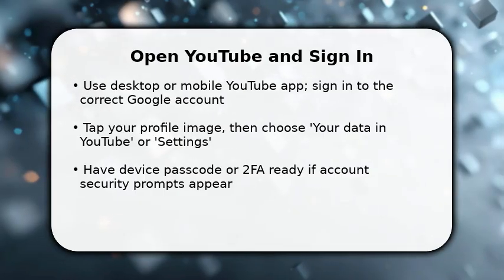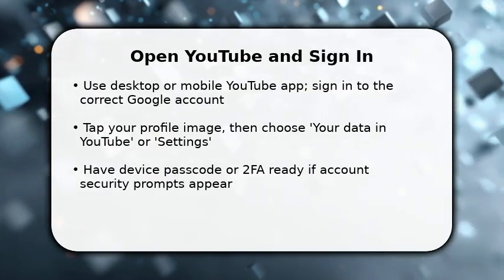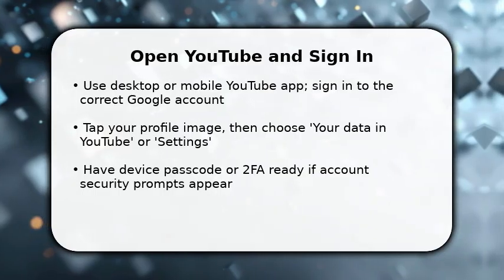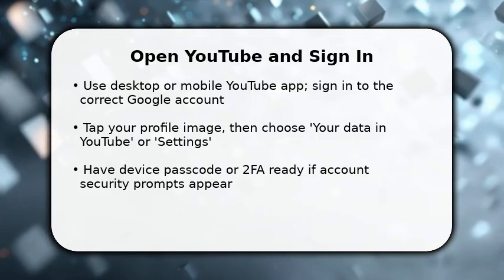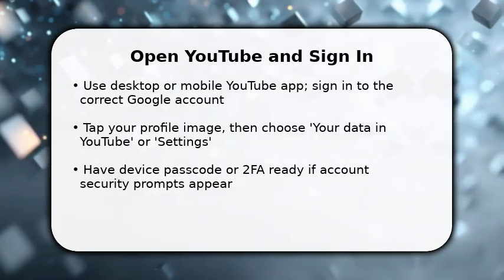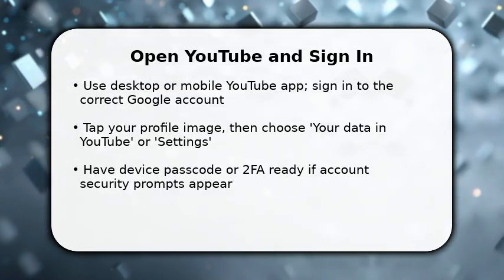You start by opening YouTube and confirming you're signed into the account you want to inspect. Tap your profile image, then choose Your data in YouTube or Settings to find activity controls. Make sure you complete any sign-in prompts, including 2FA, because you'll need full access to view history and search logs.